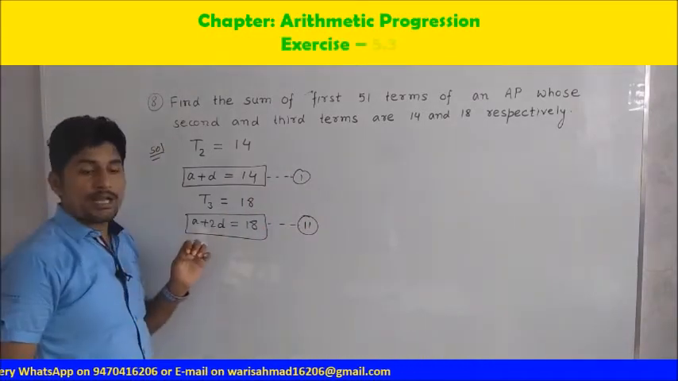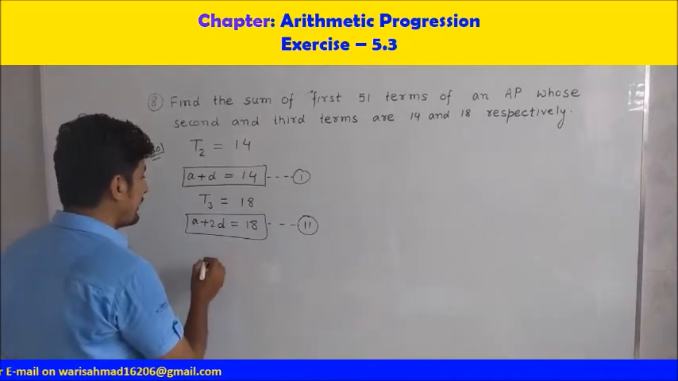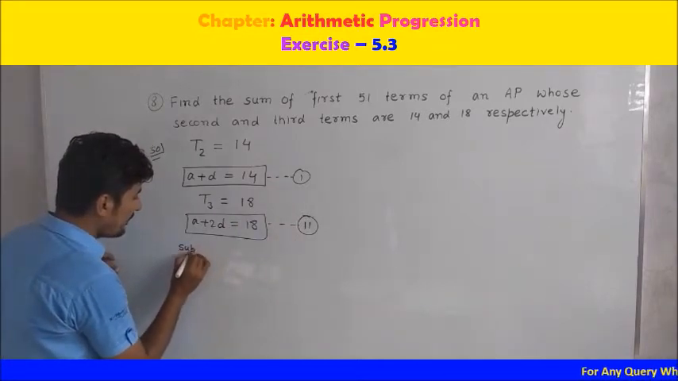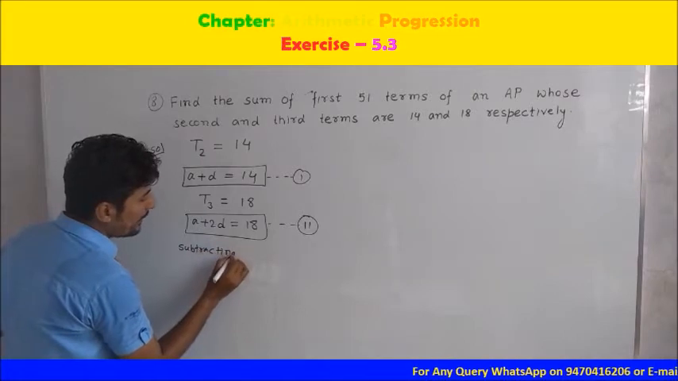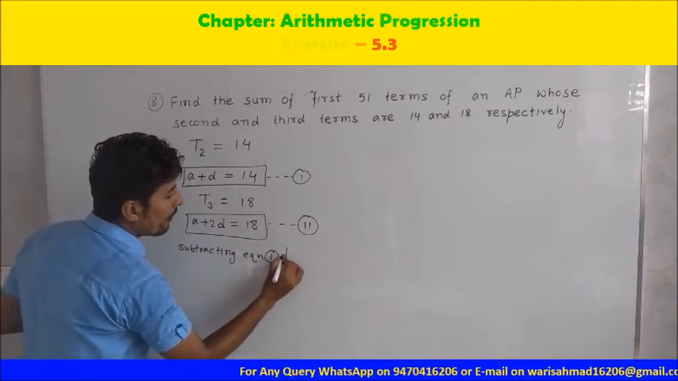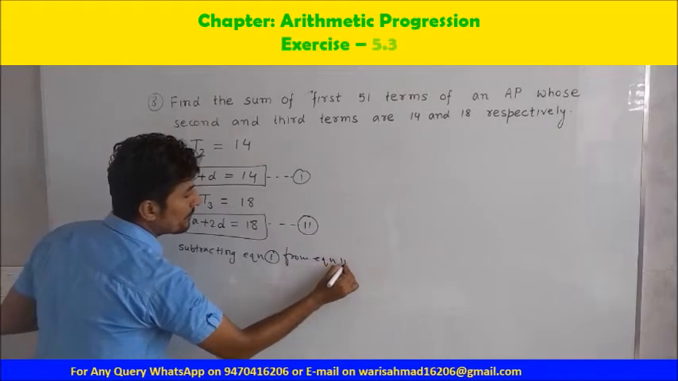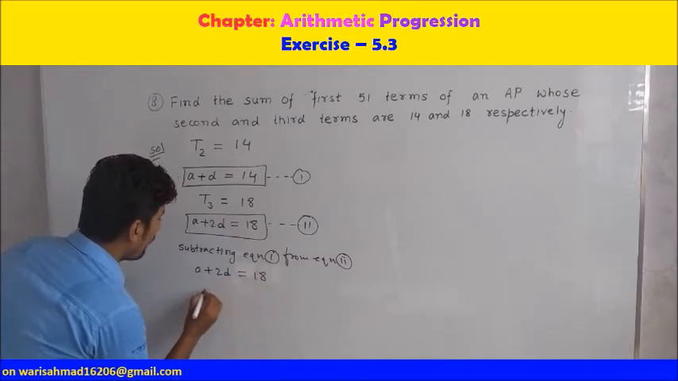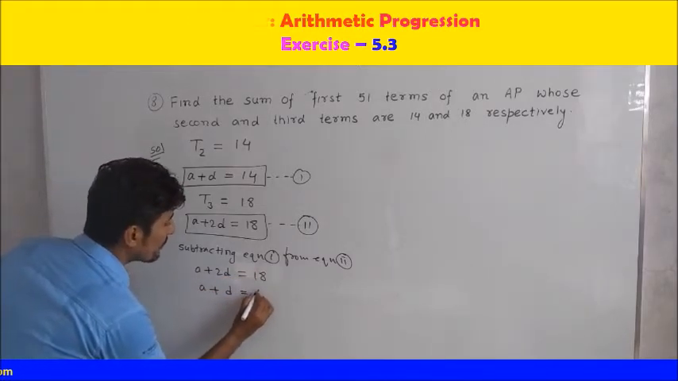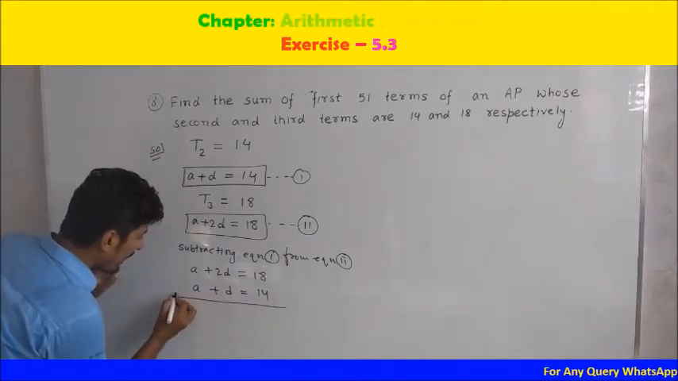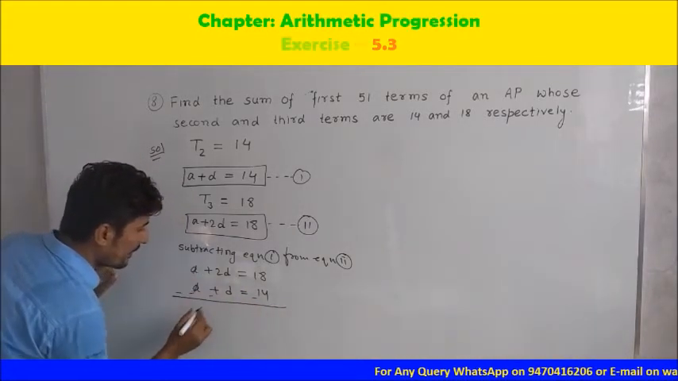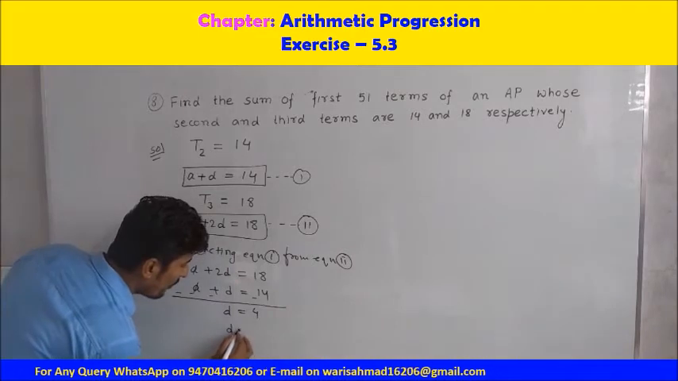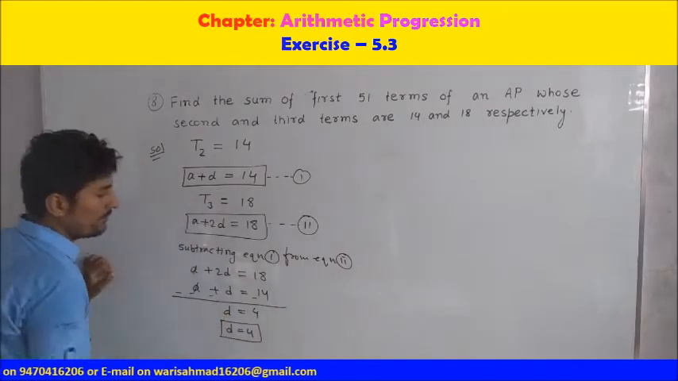After that, we have to subtract both the equations to get the value of a and d. So we are going to subtract equation 1 from equation 2. Here we can write a plus 2d equals 18, while a plus d equals 14. So we write minus, minus, minus. a and a both will cancel. 2d minus 1d equals d. 18 minus 14 equals 4. So we got the value of d, that is equal to 4.